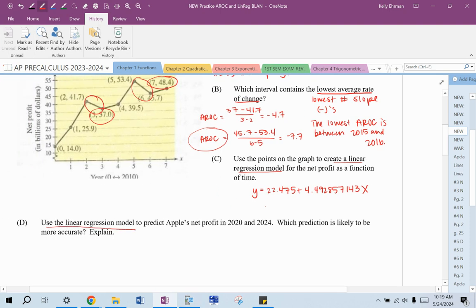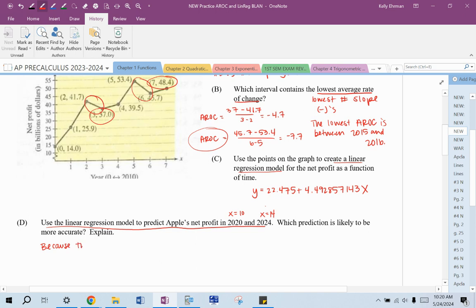Use the linear regression model to predict the net profit in 2020 and 2024. So how many years after 2010 is 2020? 10. What about 2024? That's 14. Which prediction is likely to be more accurate? Let's answer that first before we do these. It's the same thing that we did in our notes. Which one is more accurate? The answer will always be whatever point is either within the domain that you're given or closest to the domain that you're given. So I'm going to change how I worded this from the notes.